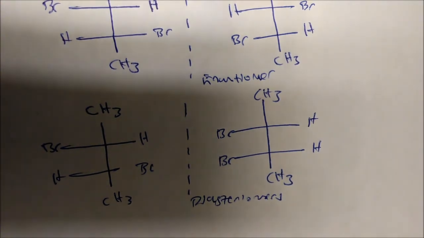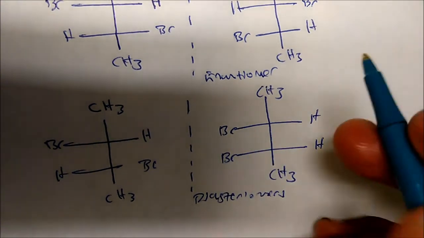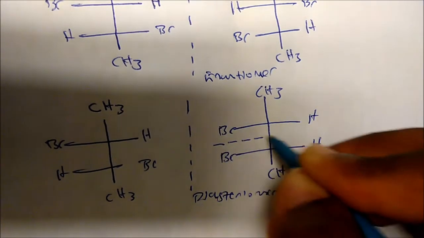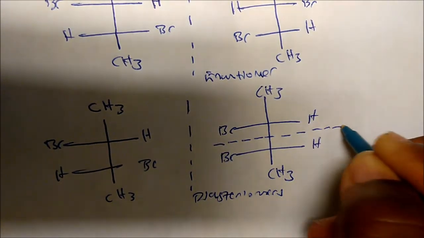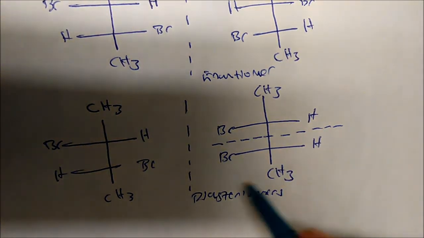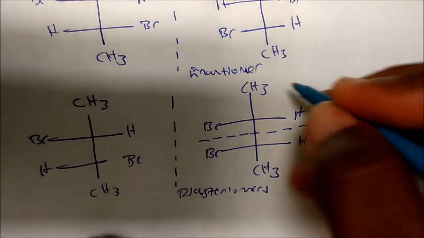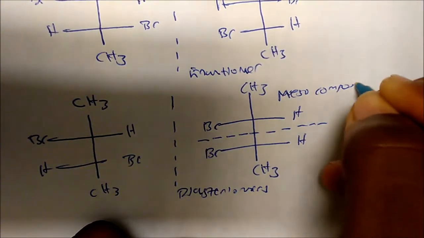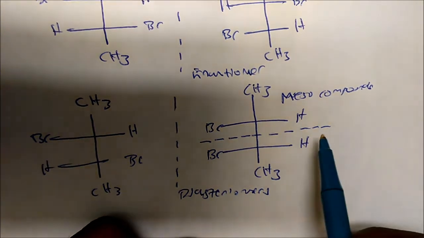Now, in fact, this is actually a meso compound, and the reason is that we can find a plane of symmetry, draw a horizontal line through it, and see that we get two equal halves of the molecule. Looking through this plane of symmetry, this is a meso compound. So that's how we find meso compounds in terms of a Fischer projection. That's a meso compound, okay?